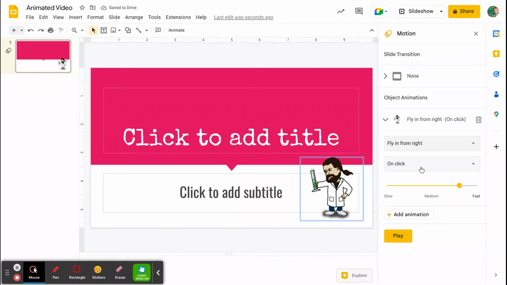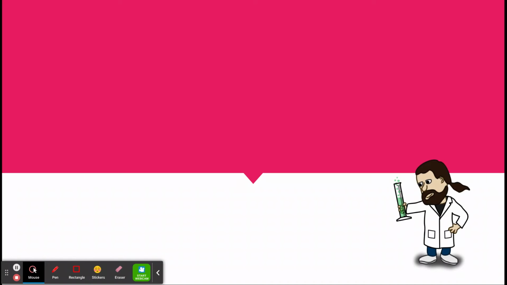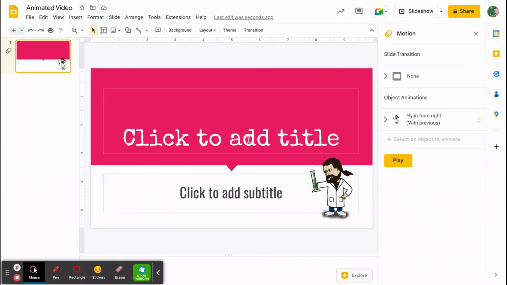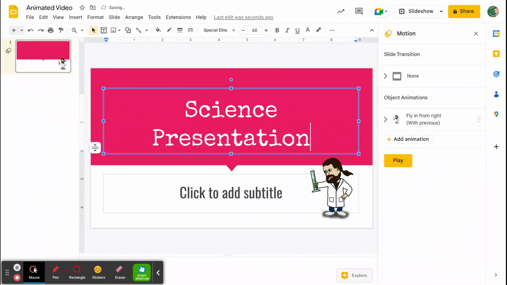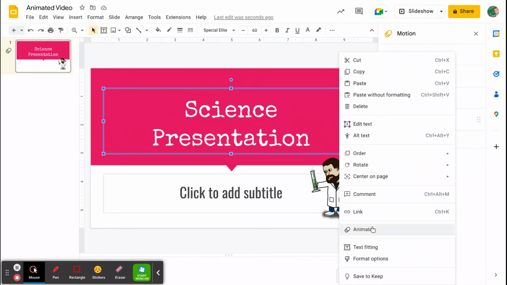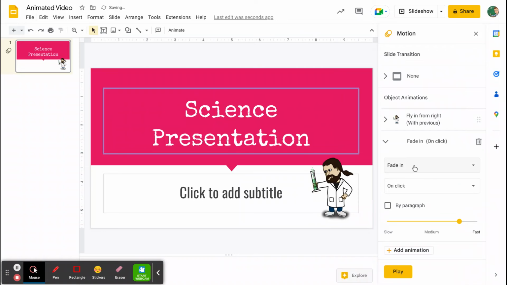Now, if I have him fly in from the right on the click, then that means I'm going to have to click a second time when I open this presentation. Instead, I want to go with previous. That way, when I play the animation, it happens right as I open it without having to click. And I'll go ahead and type science presentation. And I can also animate this. So I'll go animate, and maybe I want it to fade in. I also want to do with previous.